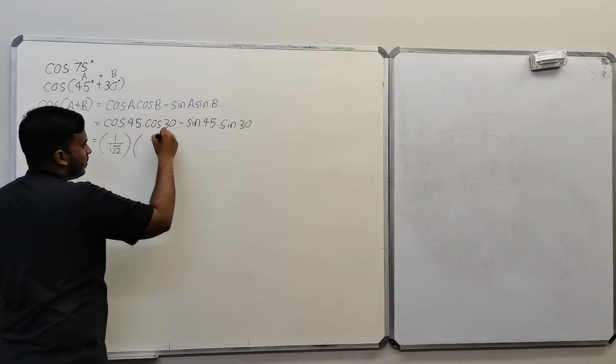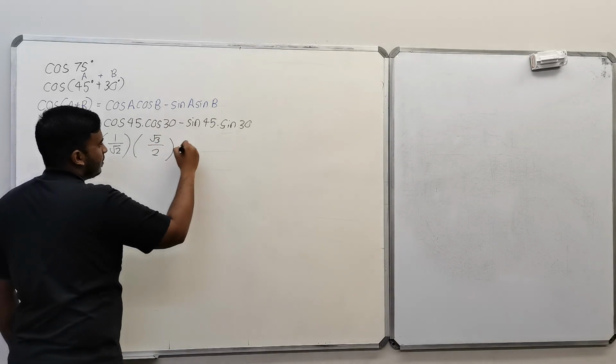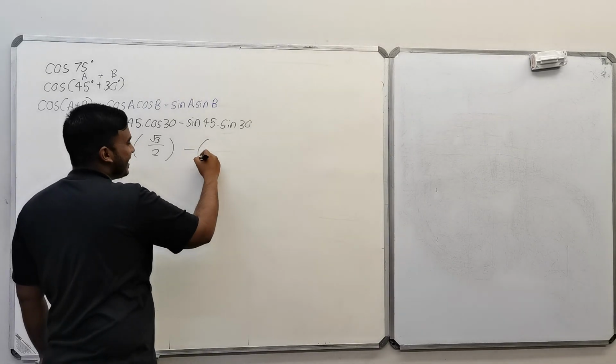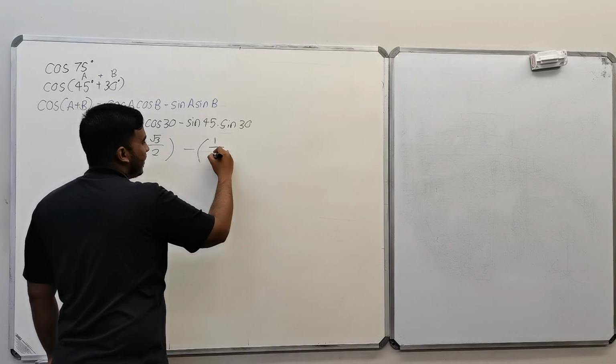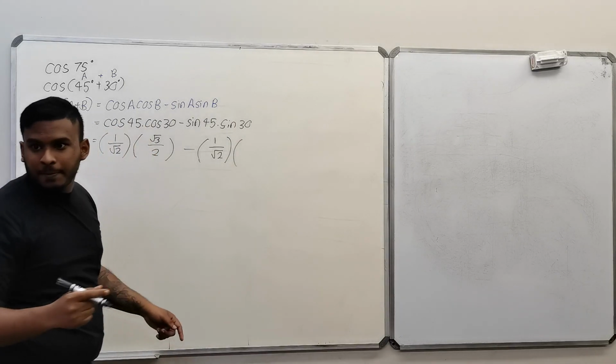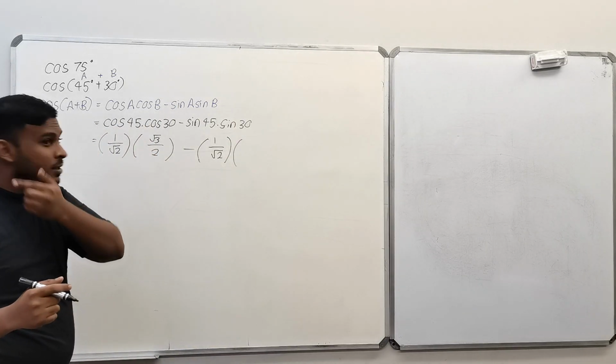Square root 3 over 2. Yeah. Minus, sin 45, so 1 over square root 2. Yes, right? Sin of 30?